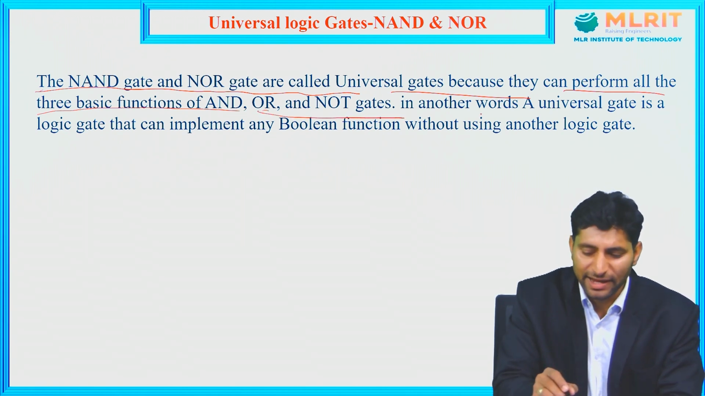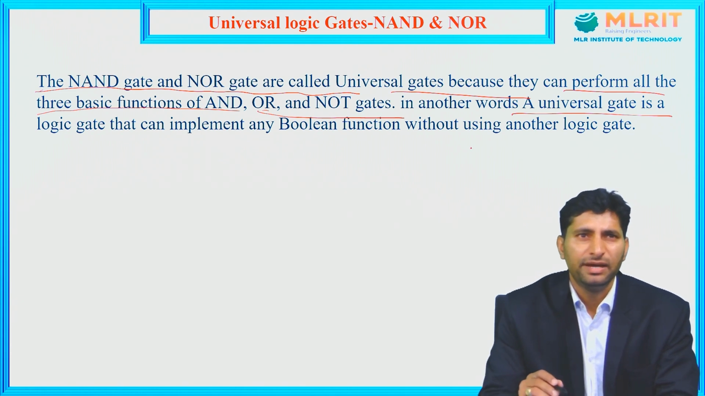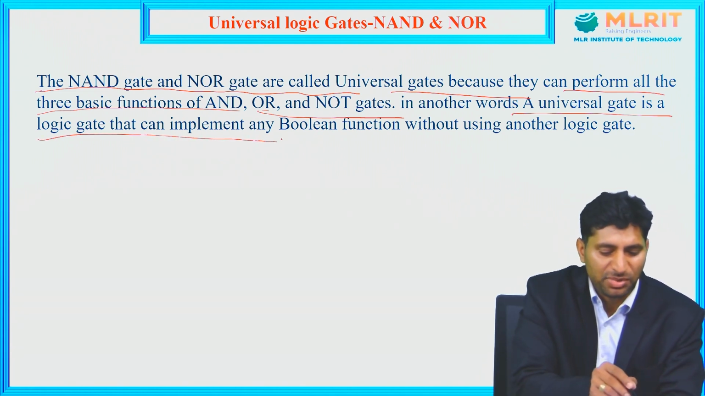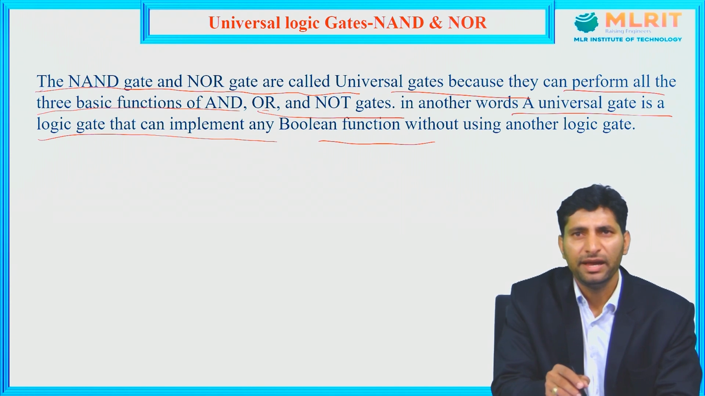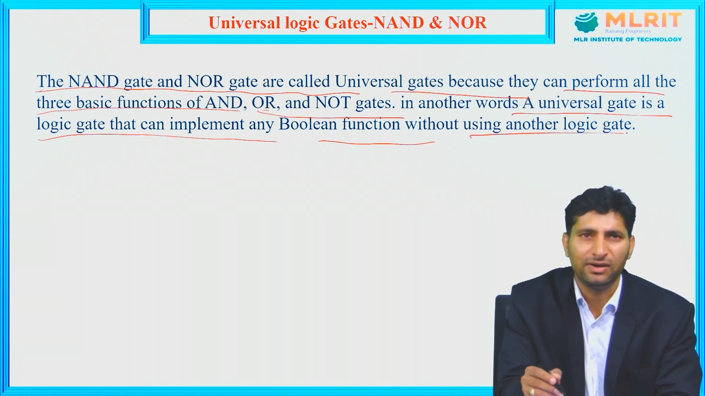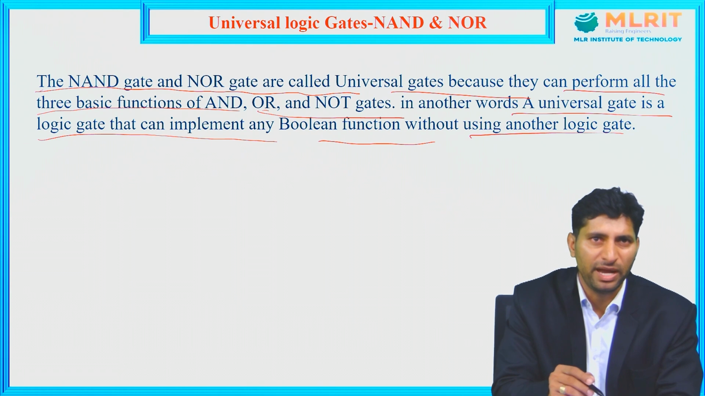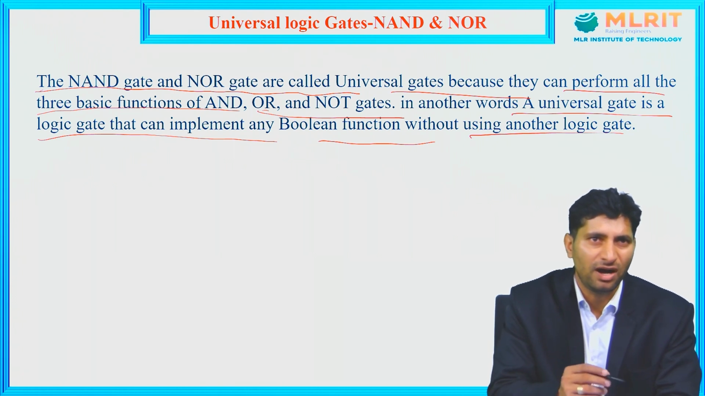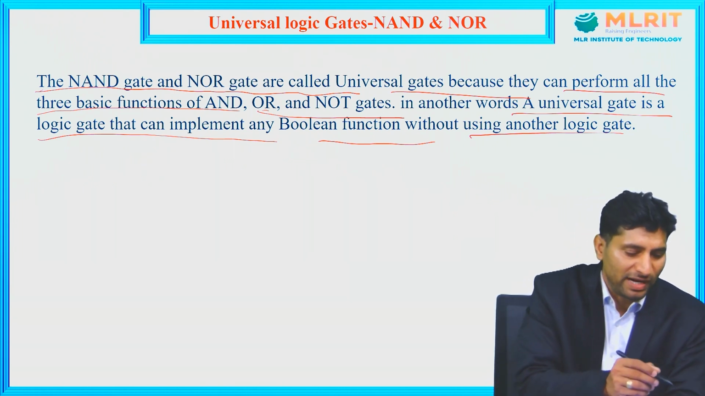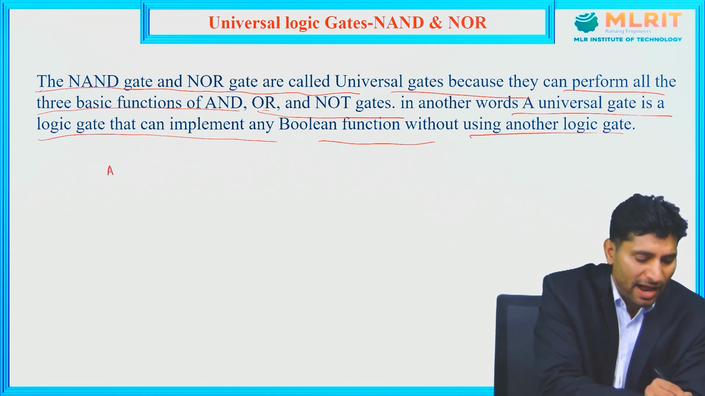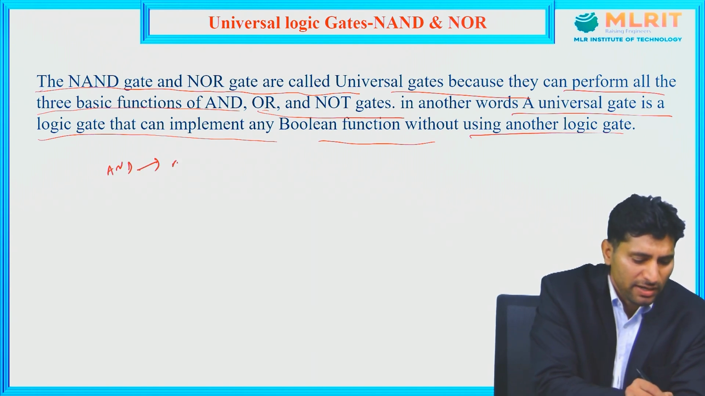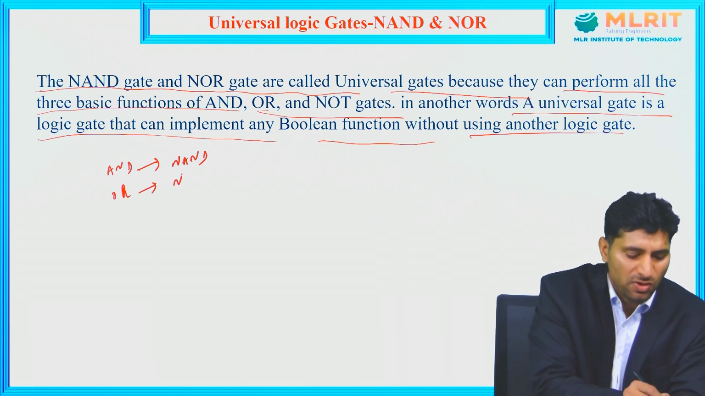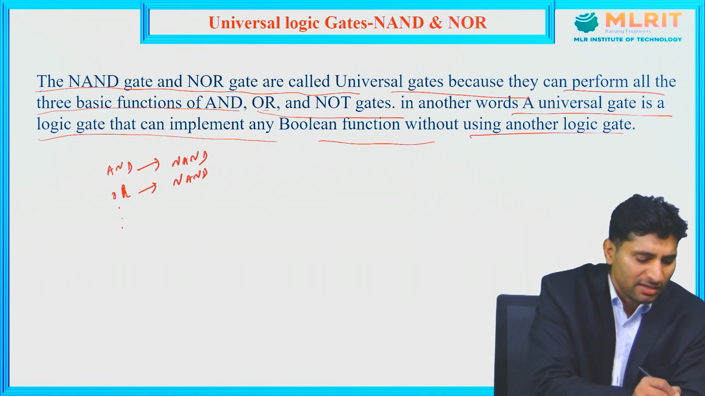In other words, a universal logic gate is a logic gate that can implement any Boolean function without using other logic gates. I can implement any logic gate using the NAND logic gate itself or the NOR logic gate itself. What I mean to say is, I can implement the AND logic gate by using only the NAND logic gate, or the OR logic gate by using only the NAND logic gate, or any other logic gate. I can implement NAND itself by using the NAND logic gate.